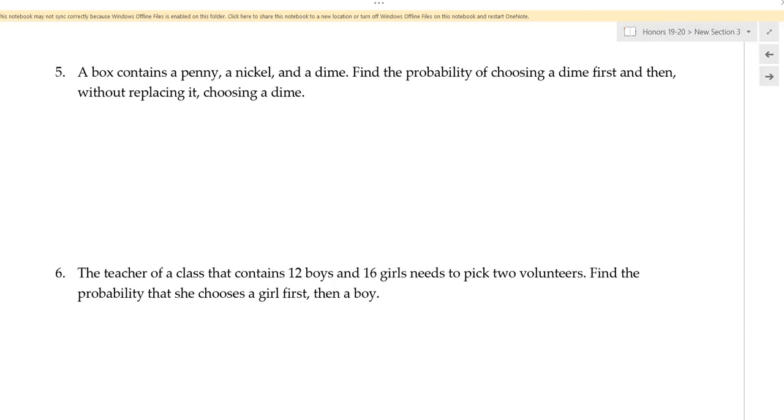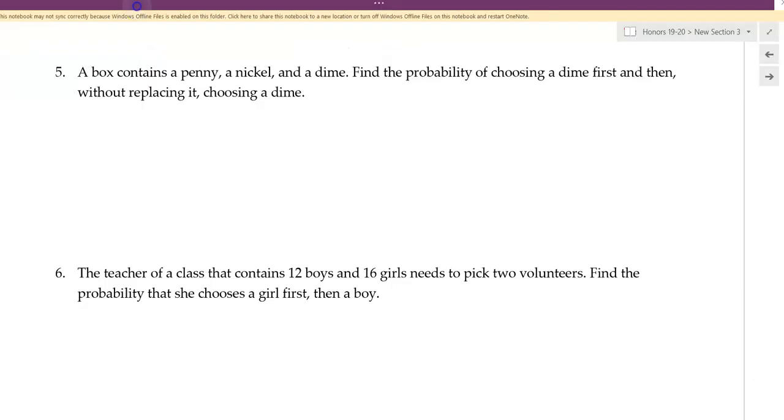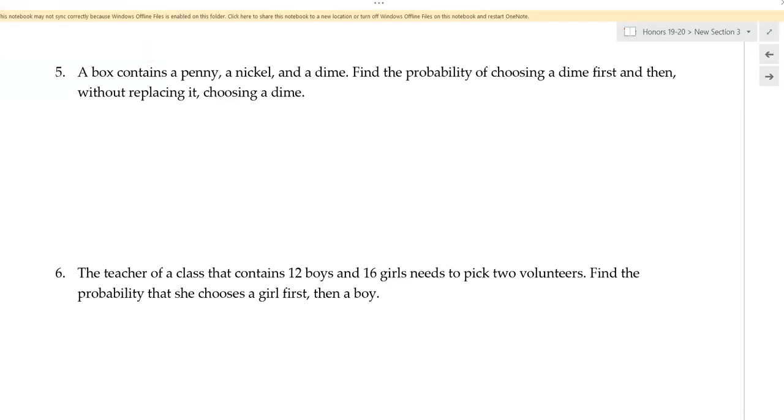So number 5, a box contains a penny, a nickel, and a dime. Find the probability of choosing a dime first, and then without replacing it, choosing a dime. Okay, so we're drawing a dime both times, but if you look here, without replacing it, right? So I have a penny, a nickel, and a dime. I have 3 coins in my pocket. I pull out my dime. I now only have, and I don't put it back, I now only have 2 coins in my pocket. The number has changed. This is dependent. So, probability of dime and dime.